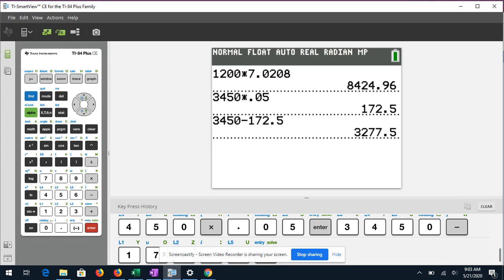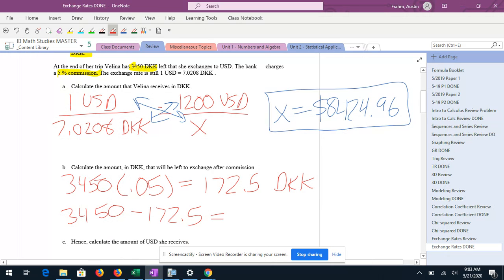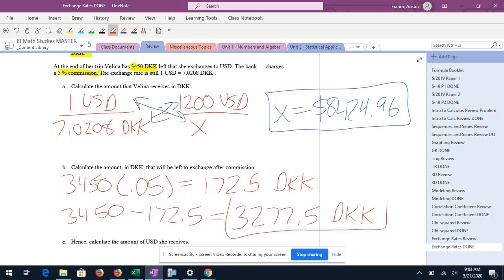So she will have 3,277.5 DKK left to exchange.